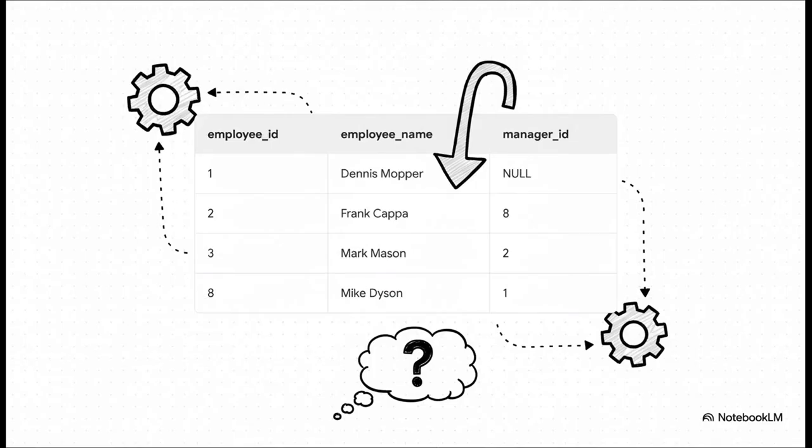Check this out. See Frank Kappa? His manager ID is 8. To figure out who that is, we have to look right back at the employee ID column in this exact same table. And there he is, Mike Dyson. The relationship is right there staring us in the face. But how in the world do you write a query for that?